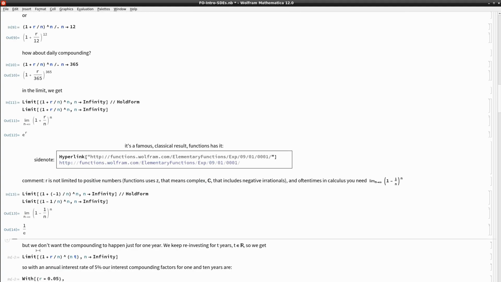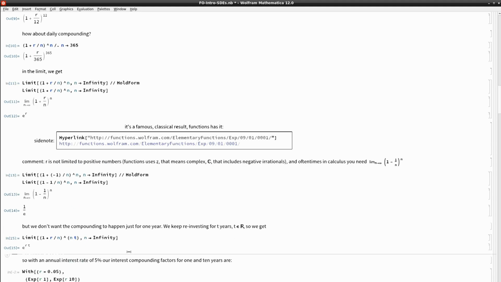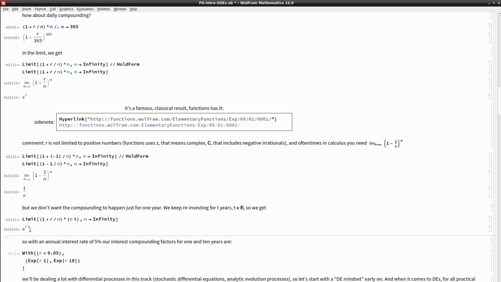Okay? But next, note that we don't want the compounding to happen for just 1 year. If we keep reinvesting for t years, with t being an irrational number, we get this formula e raised to the rt power, simply because we also multiply with t here in the exponent. So we still just divide by n, r over n, because it's annual interest, but we do it for t years. So we get e to the power of rt.